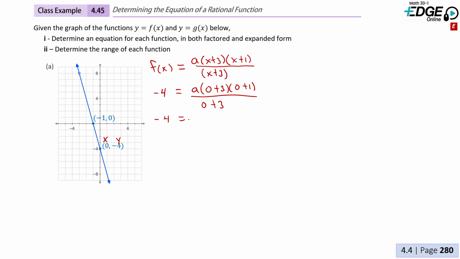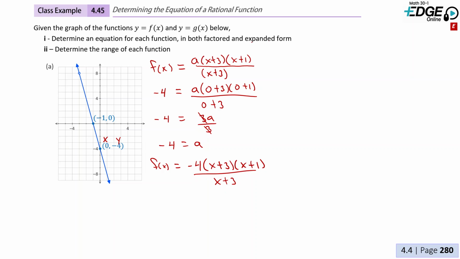So this becomes -4 is equal to 3a over 3, and those 3's cancel. So we get a is equal to -4. All right, so now we'll just throw that -4 back in for a. So we'll have f of x is equal to -4 times x plus 3 times x plus 1 over x plus 3. And there we go. There is our original function before it was simplified.